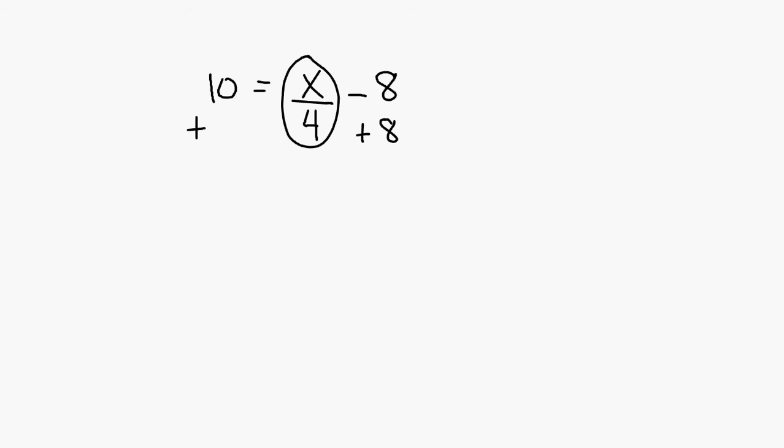How about 10 is equal to x over 4 minus 8? You're trying to get the x divided by 4 by itself, or isolated. So you add 8 to each side. The 8's cancel out. And 18 is equal to x over 4.